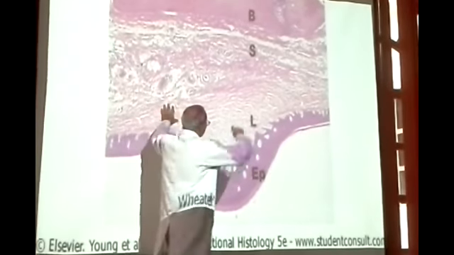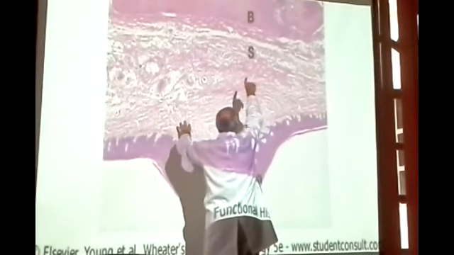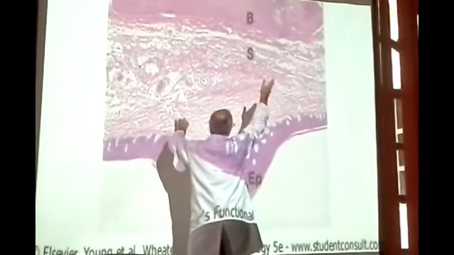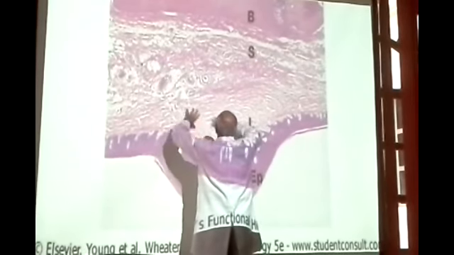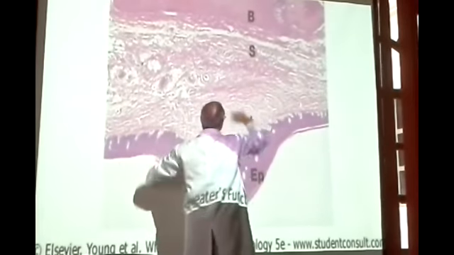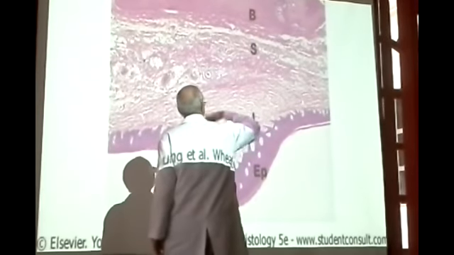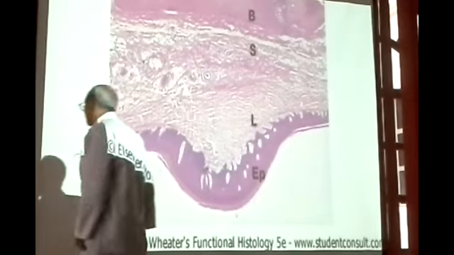In the submucosa, you will see glands. This is the submucosa. It contains minor salivary glands. The mucous membrane is attached to the periosteum of the bone. The hard palate separates the mouth cavity from the nasal cavity.